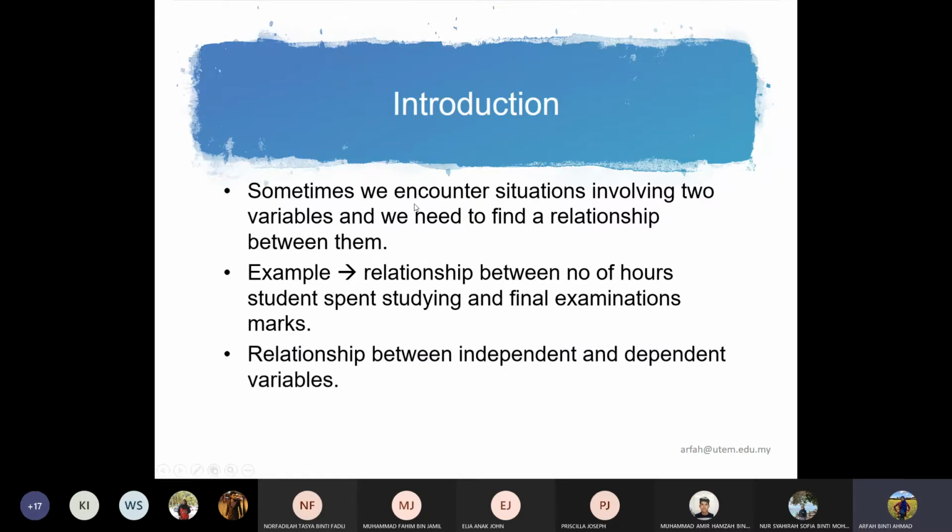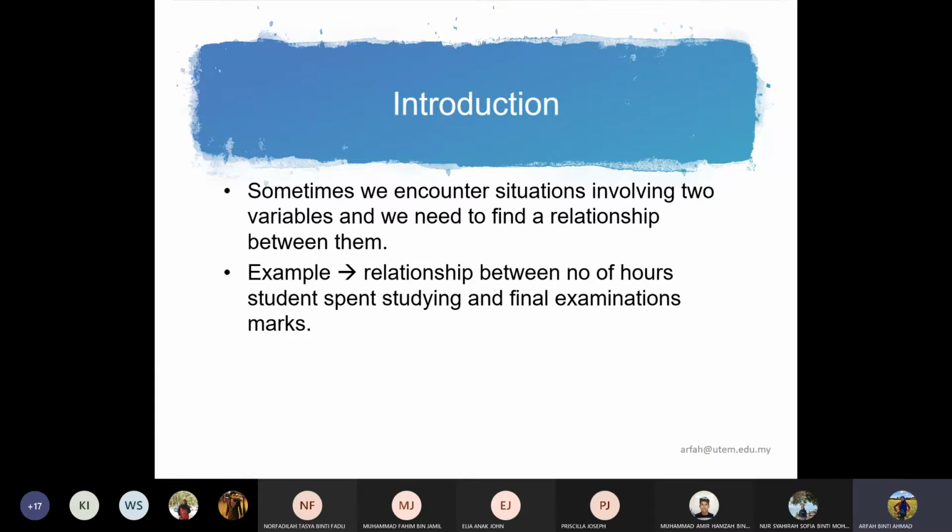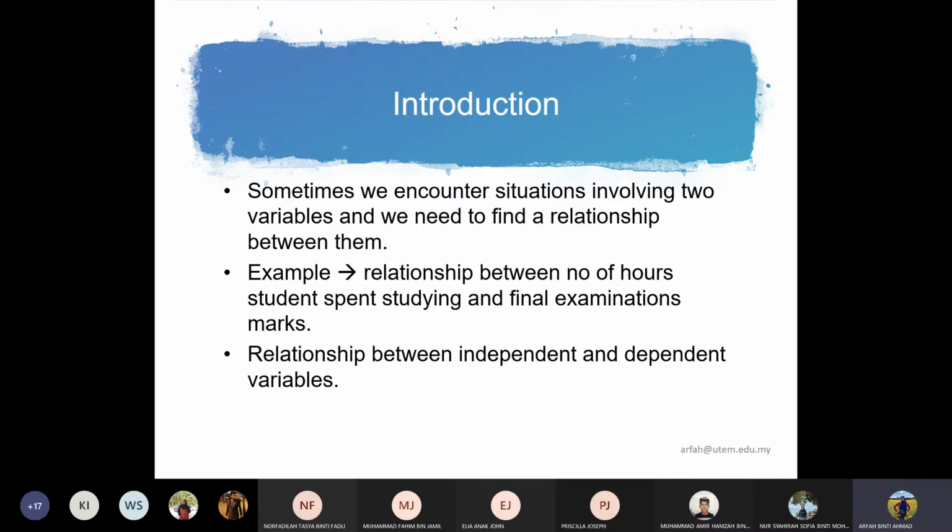Fikir by logic lah. Dia bukan hubungan cinta-cintun je antara lelaki dan perempuan. Banyak benda lain yang ada hubungan dalam dunia ni sebenarnya. So this is what we call the relationship between independent variable and dependent variable. Meaning that one variable will determine another variable.